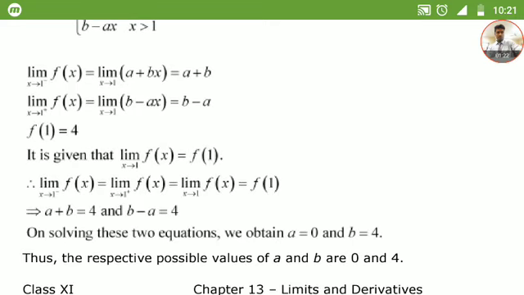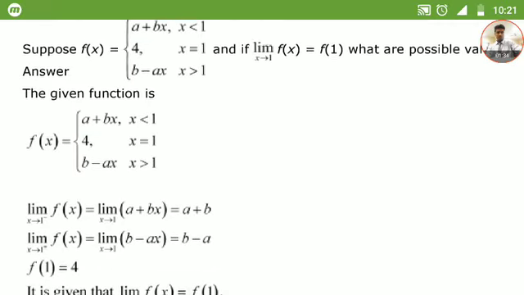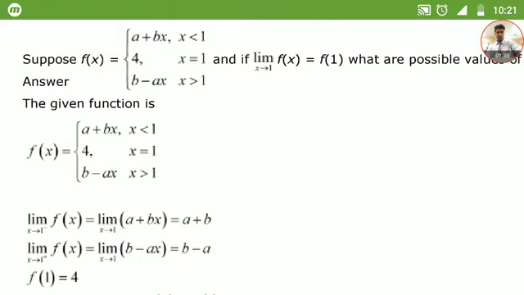So both of the functions you put the value of 4 and then you solve it simultaneously by elimination method. You will get the answer of a as 0 and b as 4. Okay, so your respective values for a and b will be 0 and 4, for which the limit of f of x is equal to f of 1.